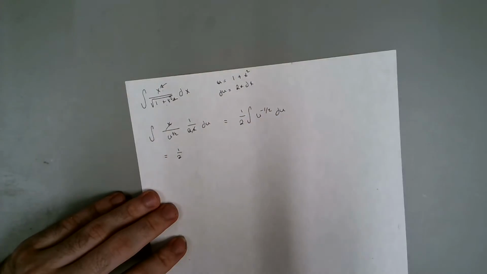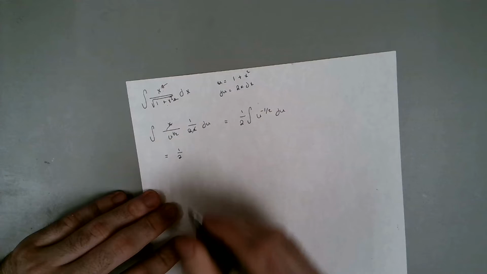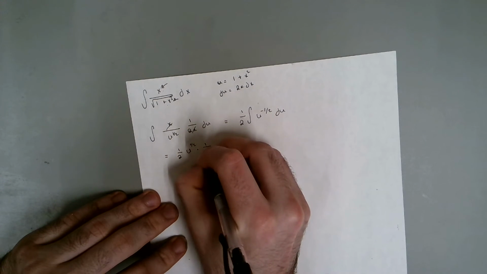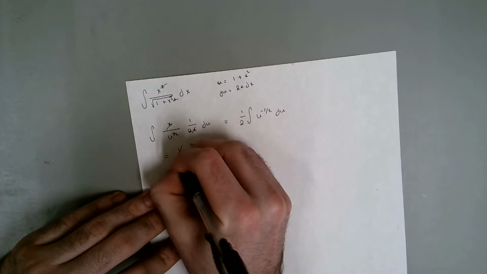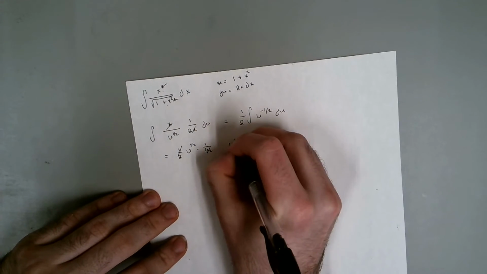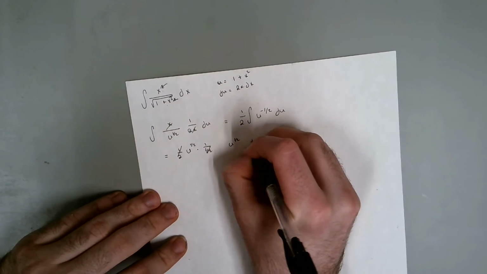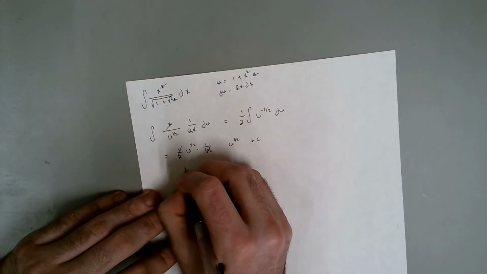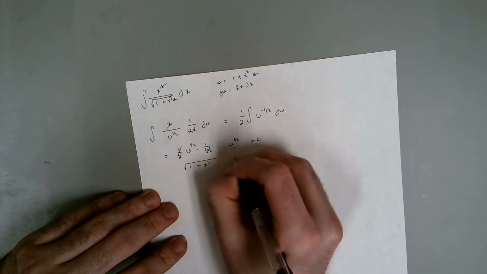We're going to increase our power by 1 and then divide by that increased power. So we're going to get u to the 1/2 times 1 over 1 divided by 2. These halves are going to cancel. We're going to get u to the 1/2 power plus our constant. Plugging in u, remember it was 1 plus x squared. We get the square root of 1 plus x squared plus c.